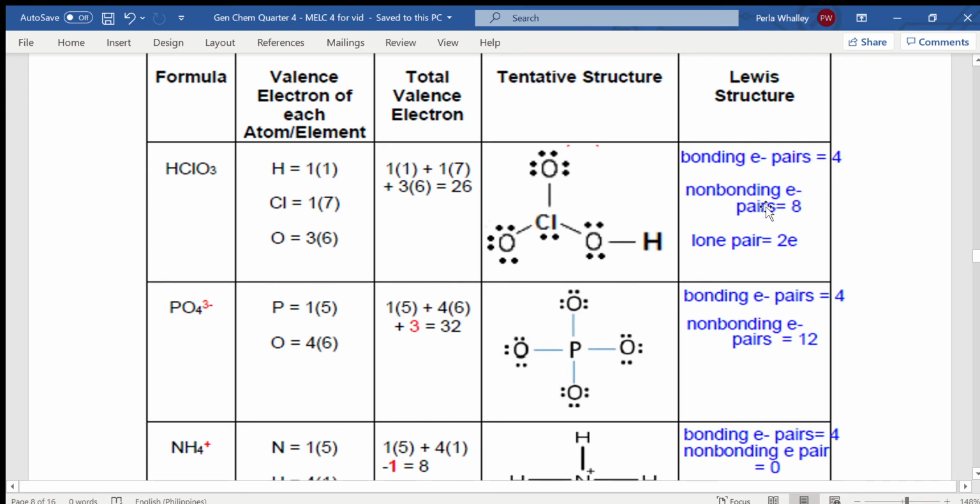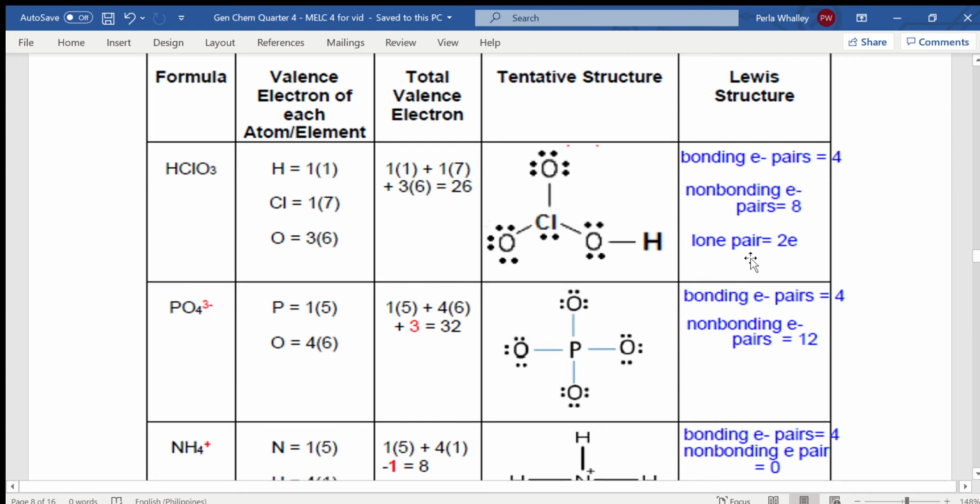Non-bonding electron pairs, or non-bonding pairs: 1, 2, 3, 4, 5, 6, 7, 8. Okay. The lone pair is 2. A lone pair is always attached to the central atom. So when a non-bonding pair of electrons is attached to the central atom, it is called a lone pair.